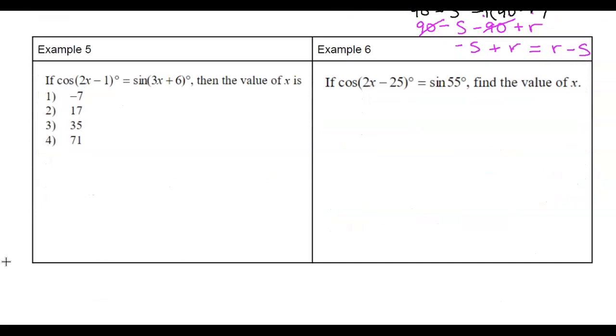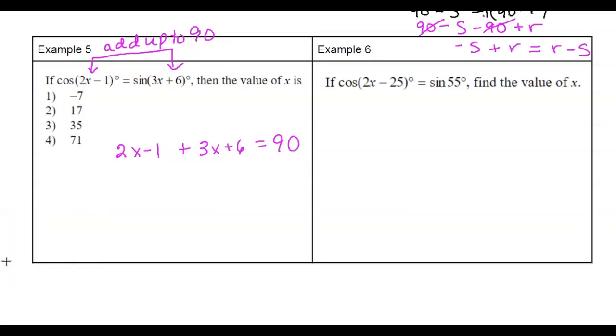All right, example 5. It's going to kind of be similar, but maybe a little easier. So it says find the value of x. So remember, what we know is that these two inside angles have to add up to 90. So I know that 2x minus 1 plus 3x plus 6, that all together has to be 90 degrees.